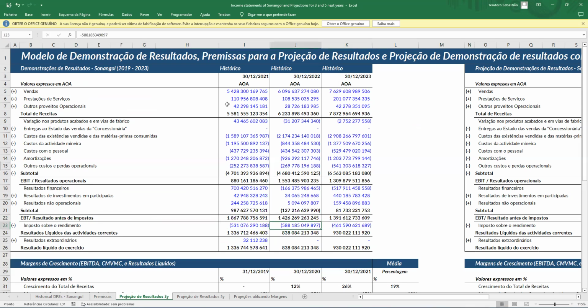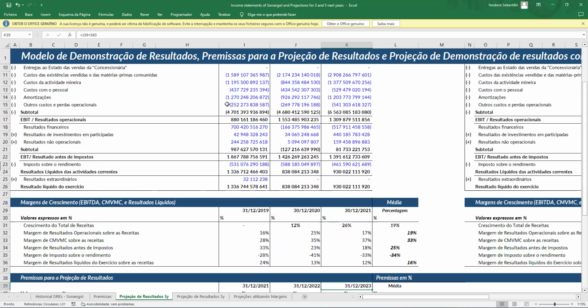I don't know why they paid more taxes this year, because the EBT just decreased, but yeah. Okay. And for net income, basically this number is decreasing. As we can see here, the net income for 2021 was 1.3 trillion, and it decreased to, in billions of kwanzas, basically 800 billion in 2022 and 900 billion in 2023, which suggests us, given these assumptions that we have here.